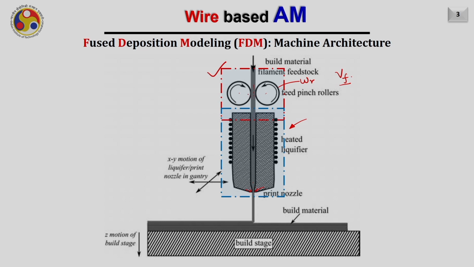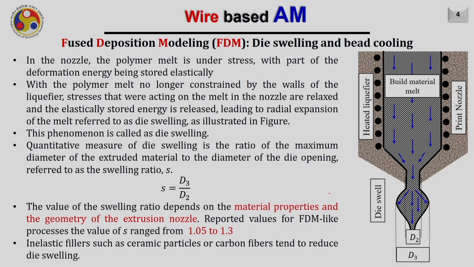Also, we have discussed what should be the critical height of this wire, from the point where it is in contact with the roller to the point where it enters the liquefier. Now we shall discuss the third zone, which is what happens when the melt comes out from the nozzle. So mainly now our focus will be on this zone. The first phenomena which we are going to discuss today is die swelling and bead cooling.